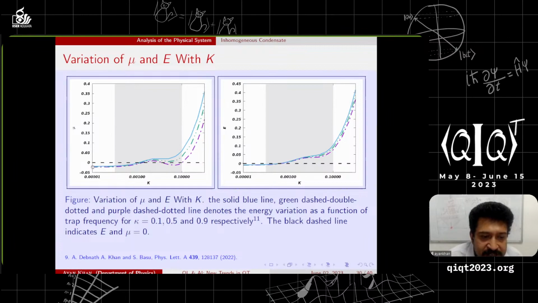this is my droplet region where I have negative chemical potential and negative energy, and then it progressively moves. This is my K, the longitudinal frequency square term, and in this region it moves smoothly, though not monotonically, and the energy and chemical potential become positive, and we conclude that this is the soliton region. So it moves from droplet to solitons by tuning the trap frequency.